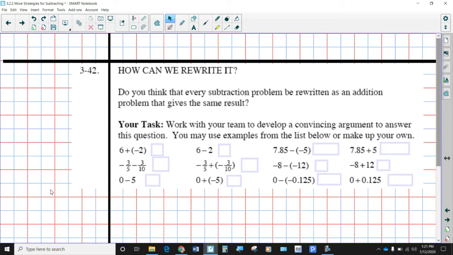So does this always work? Do you think that every subtraction problem can be rewritten as an addition problem that gives the same result? Go ahead, copy down all of these problems here, all these expressions, and see if you can come up with an answer for each one of them. You can notice I've got all the answers behind these boxes. I will reveal in a moment, okay? So I'm going to pause, you pause, and when we come back, we'll do the reveal.